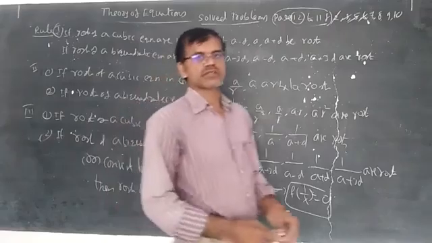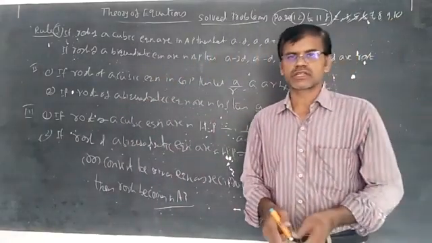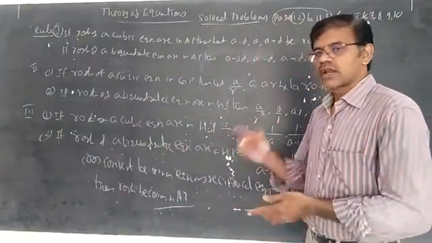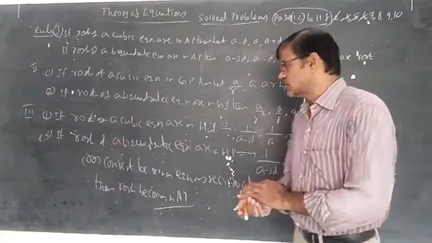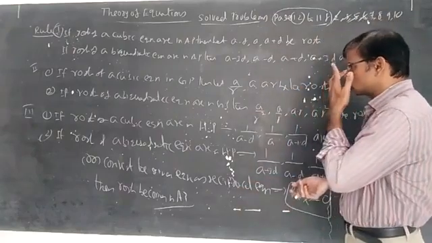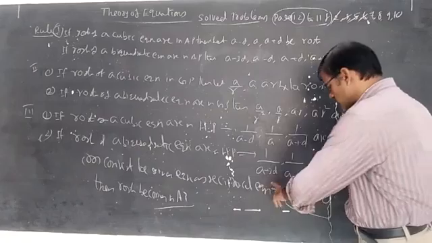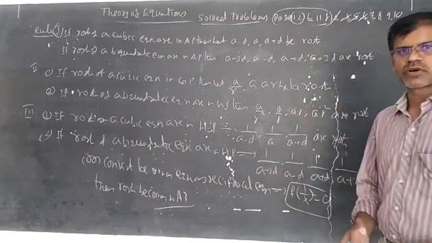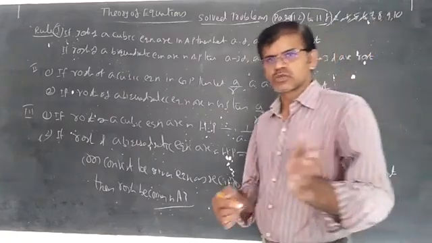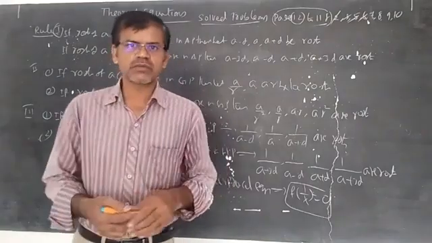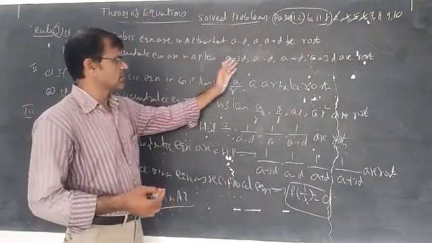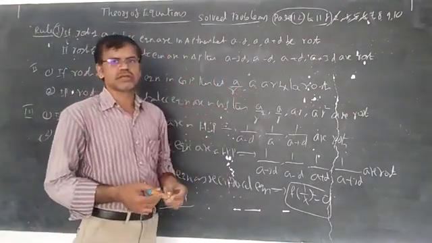So if f of x roots are in harmonic progression, then f of 1 by x roots are in arithmetic progression and vice versa. So whenever given roots are in harmonic progression, it is better to convert to f of 1 by x, take the reciprocal equation and get the roots as AP concept, a minus d, a plus d like that, or a minus 3d, a minus d, a plus d, a plus 3d concept.